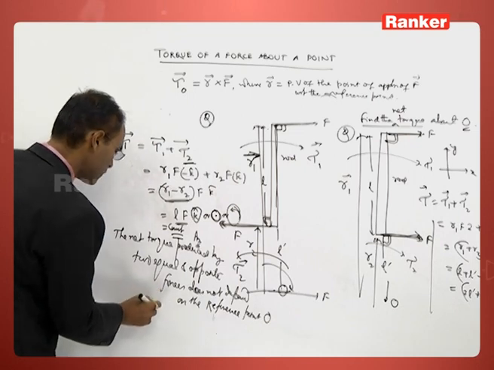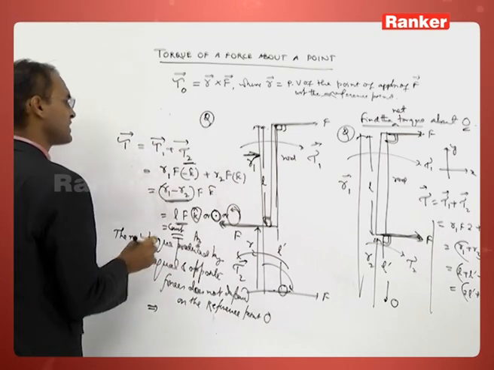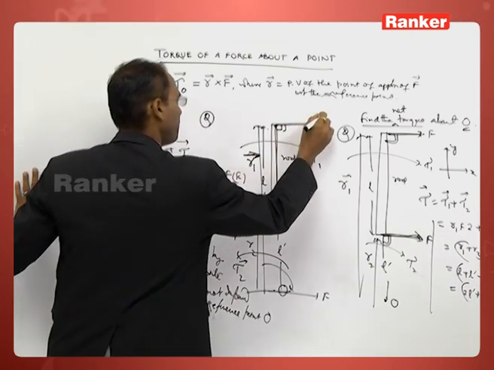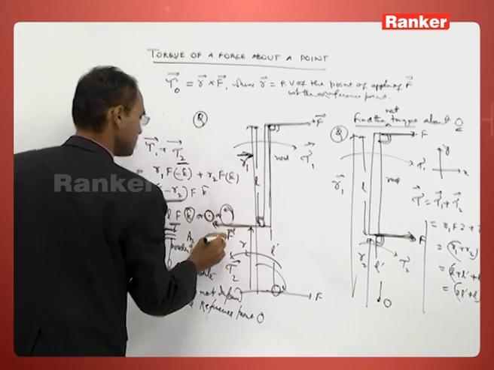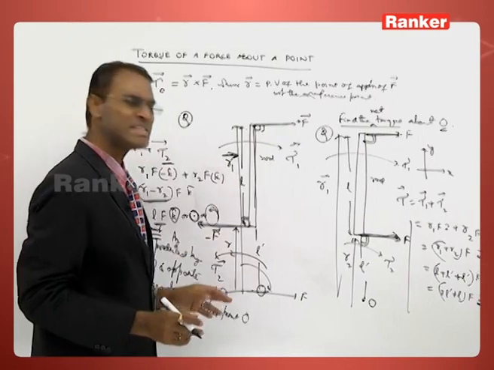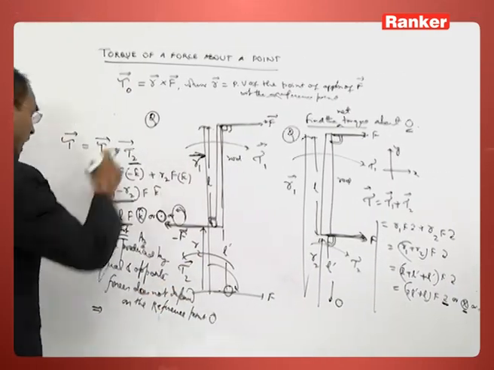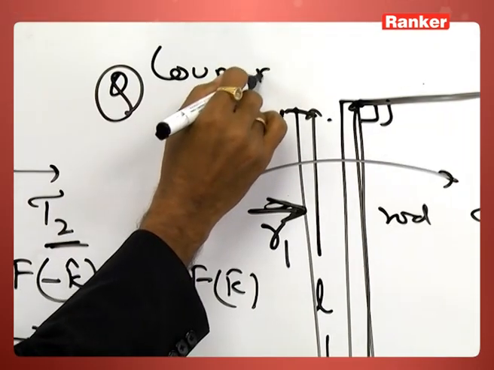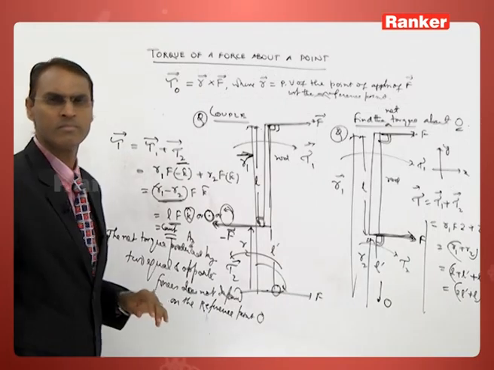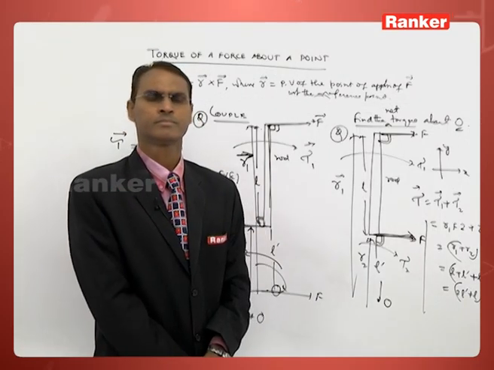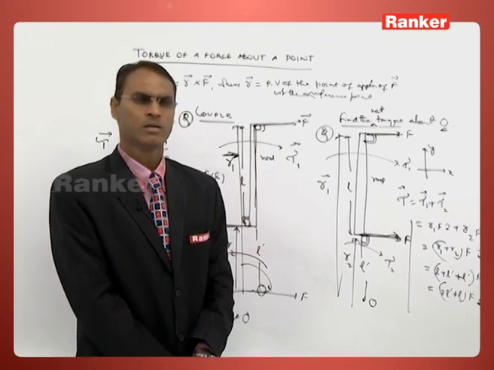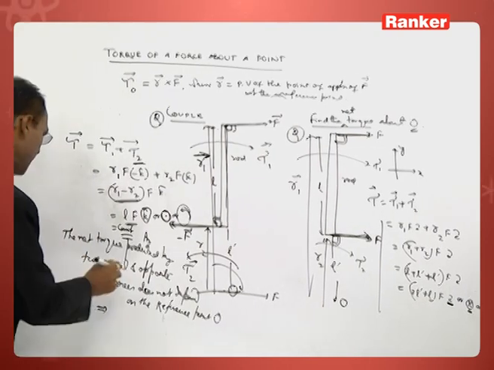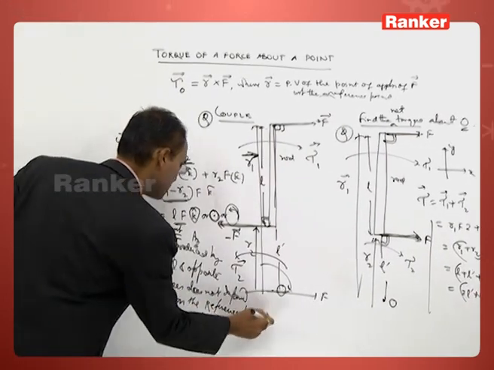So this type of forces is called a couple of forces. If it is plus F, this will be minus F. Therefore, these two forces are called a couple of forces, and the torque produced by this couple of forces is called a couple. A couple, or the net torque produced by two equal and opposite forces, doesn't depend upon the reference point or reference frame.